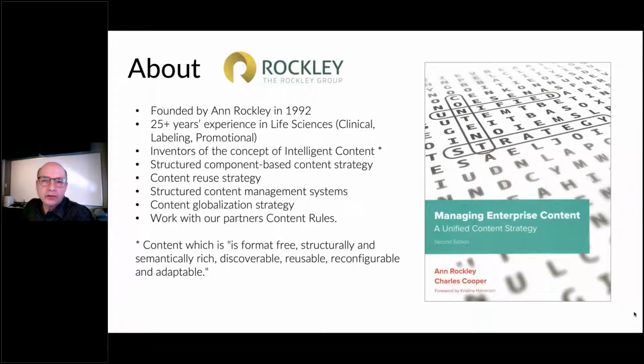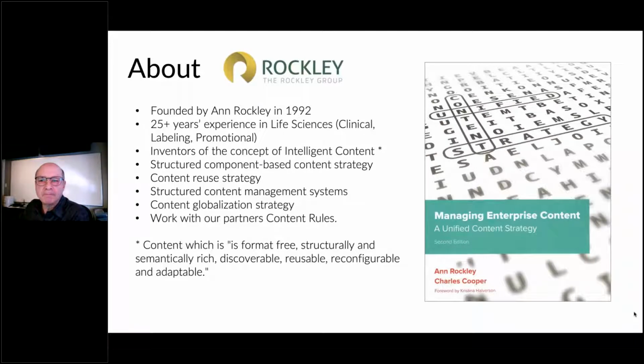As an organization, we have over 25 years of experience in the life sciences, helping companies organize and structure their content for publication and submission. In 2012, we published the second edition of what was our seminal book, Managing Enterprise Content, which you see here. We often partner with Content Rules out of California. They're licensees of our methodology that we use in the life sciences.